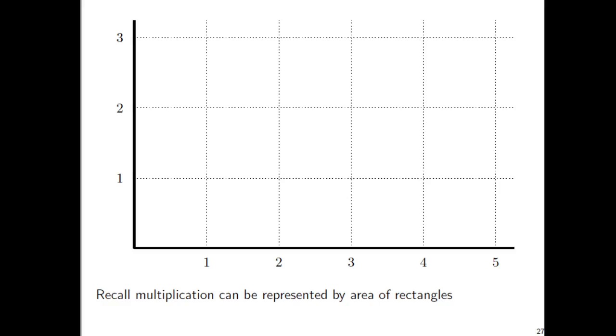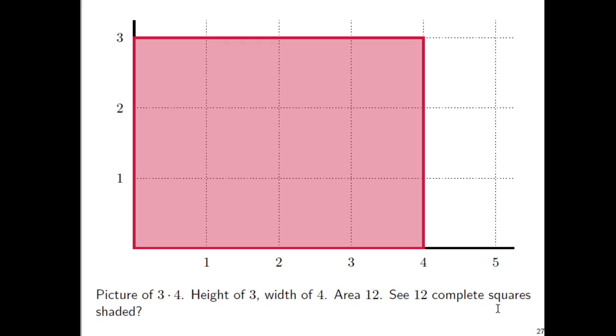Let's take this idea that multiplication can be represented by area of rectangles and run with it. Just as a quick review, here's a picture of 3 times 4. It's shown on a set of axes, and you see a height of 3 and a width of 4 for this rectangle. So the area is 12, and in fact it's 12 square units because there are 12 individual little squares being covered here.